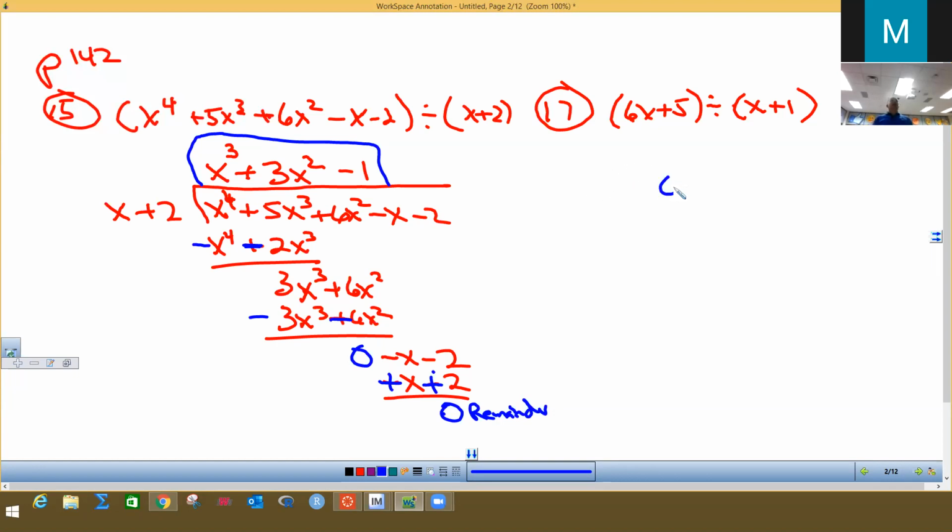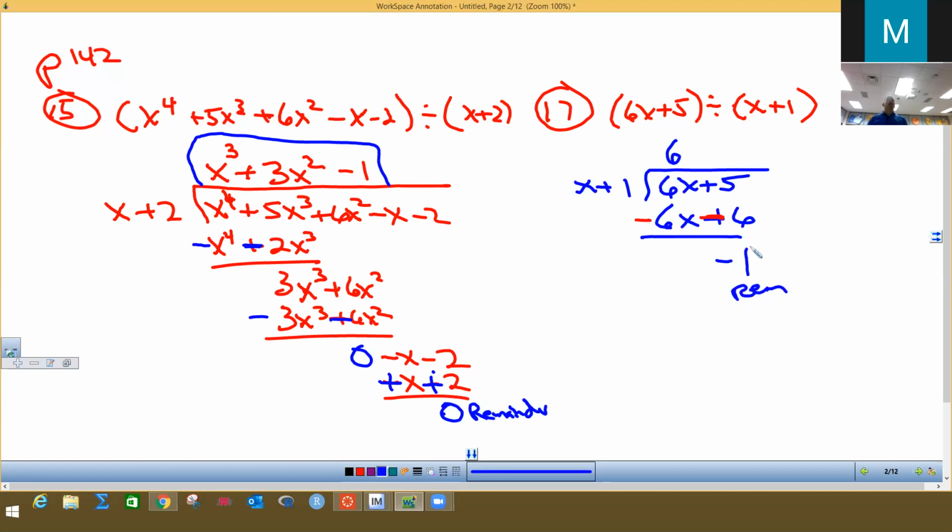Okay, number 17, again, the thing in front of the division symbol is the dividend, and the thing after it is the divisor. And we ask ourselves, what times x gives me 6x? So the answer is 6. So I distribute 6, and I get 6x plus 6. And again, I must change both signs, all the signs. So when I take 5 minus 6, these will always cancel. 5 minus 6 is negative 1.